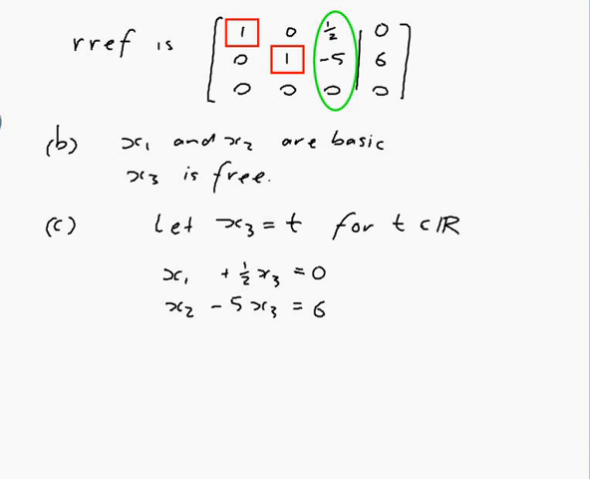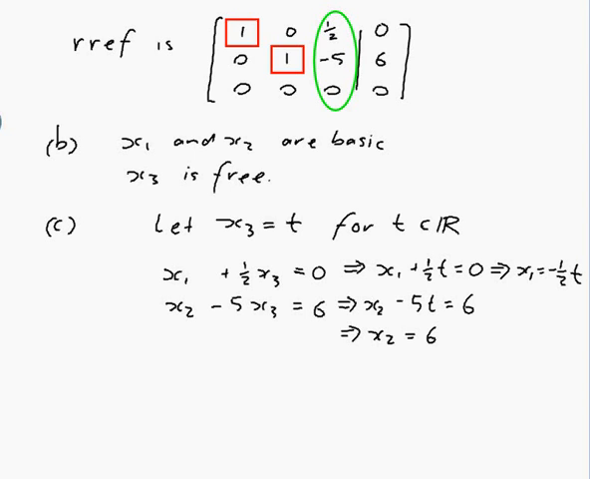So that would mean that x1 plus half of t would be equal to 0. So that would mean that x1 is equal to minus a half of t. And this would mean that x2 minus 5t is equal to 6. And that would mean that x2 is equal to 6 plus 5t.